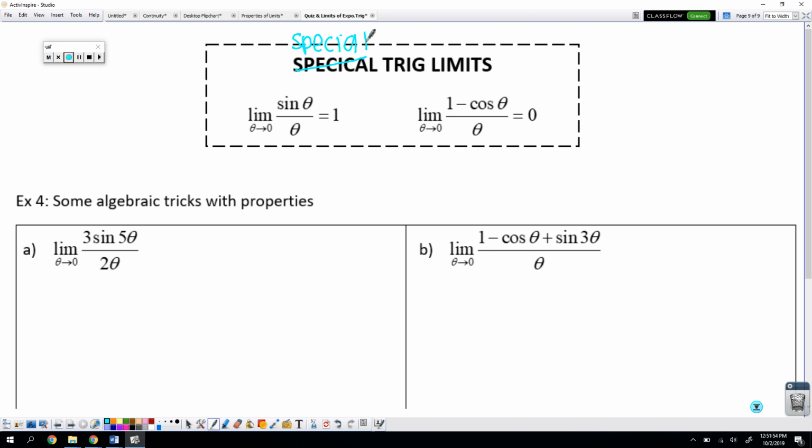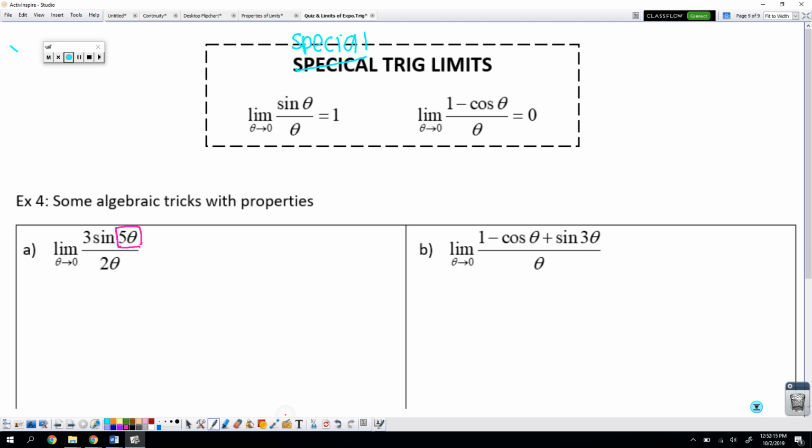So what we need to do is go through and make sure that they match. For letter A, it says 3 sine 5 theta over 2 theta. What I'm trying to match needs to match right here: 5 theta. I need that. What you'll notice is right now I don't have 5 theta on the bottom.